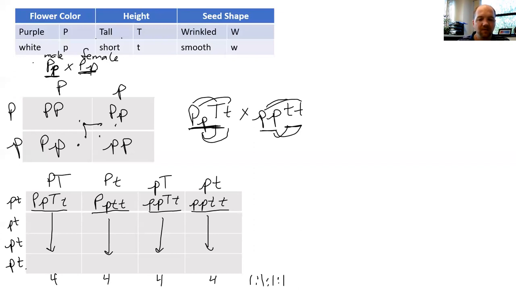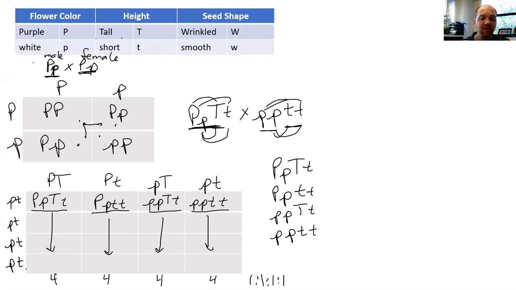Okay, so we know that these parents can form an offspring that is heterozygous for both traits. So big P can go with small p, and big T can go with small t. We can also have an individual that is heterozygous for the first trait and homozygous recessive for the second trait. We could have an individual that is homozygous recessive for the first trait and heterozygous for the second trait, or we could have all homozygous recessive. And that's what we saw in this Punnett square here as far as the offspring go.